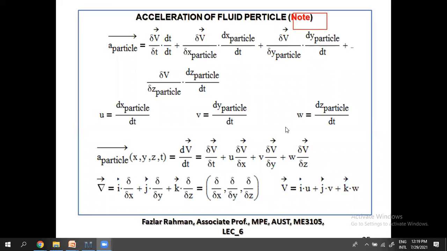Okay, so for example, if the velocity of a fluid is a function of x, y, z, and t, then how can we figure out the acceleration? So right over here is this one. Okay, what is the acceleration? dv by dt, but v is a function of x, y, and z. Then what will be the formula that I put over here?